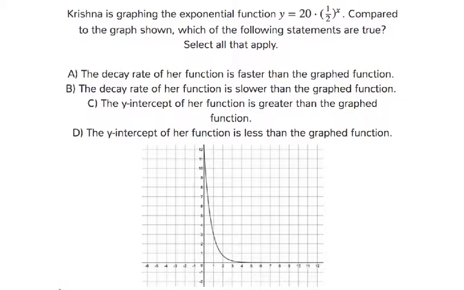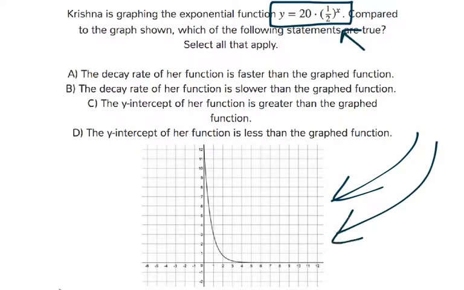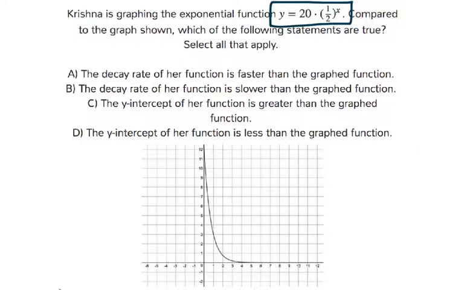It says here, Krishna is graphing the exponential function y equals 20 times quantity 1/2 to the power of x. Compared to the graph shown down here, which of the following statements are true? Select all that apply. So basically we're comparing the exponential function we have in equation form with this graph down here. Well, immediately you can see the first two answer options both have the words decay rate in them.